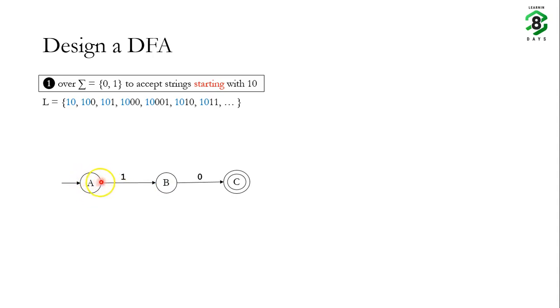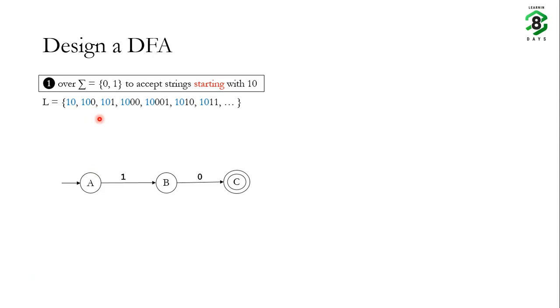So in state A, if we get 1, we go to state B. What will happen if we get a 0? Now think about it. If we get a 0 in state A, that means the string is starting with 0. Then is it possible that the string will ever start with 1, 0? The answer is no, right? Because the first symbol is 0. So there is no way that the machine can accept a string like that.